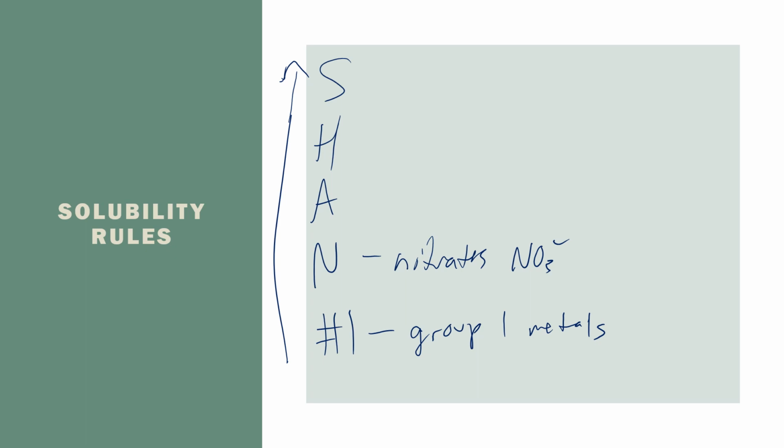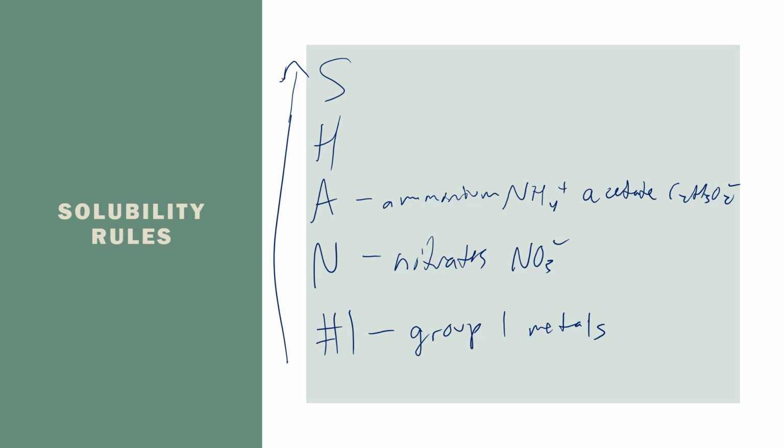A stands for two things: ammonium, which is NH4+, and acetate, which is C2H3O2. If you have ammonium or acetate ions in your ionic compound, it will dissolve in water.